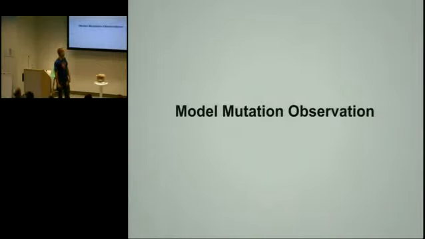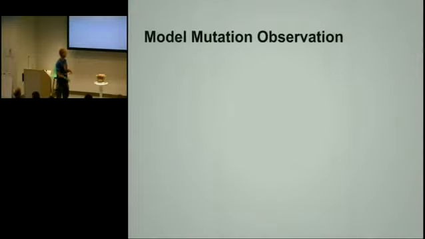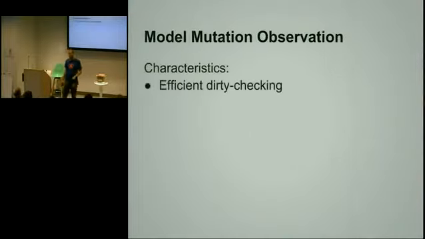So let's go to the model mutation observation and see how that works. The model mutation observation is how we figure out when the model changes, and that will then trigger updates to the view. As you've seen before, we don't have any kind of types that you need to extend, or we don't force you into using getters or setters, because these are the common ways of how you learn that the model changed.